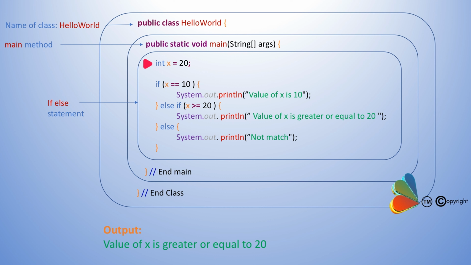Integer. Assign value of x to 20. If value of x equal 10, then print value of x is 10. Else if value x greater or equal 20, print value of x is greater or equal to 20. Else, print, not match. If-else statement.